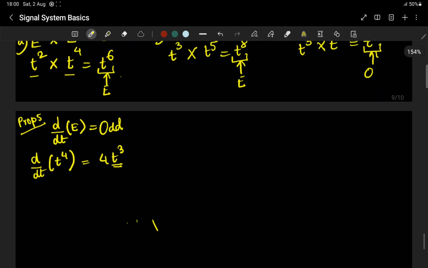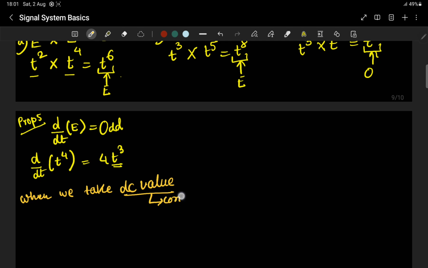But there is always a but when we take the DC value. I am writing it in a different color so that you can identify it. When we take the DC value, which is basically a constant, DC value is always constant, right? Like 10, 20, whatever it is. So when we do d by dt of the DC value, we get 0. And 0 is neither even nor odd.